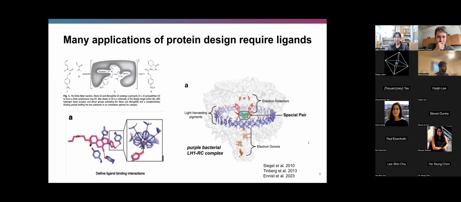And many applications of protein design require ligands. So not to get into details here, but for things like enzyme design, for small molecule diagnostics, or on the right is a really cool application of creating this photosystem special pair, right, where these two chlorophylls are coordinated in a very specific geometry. So this is really something that we felt like the deep learning methods hadn't really impacted the way they had for the protein only case.